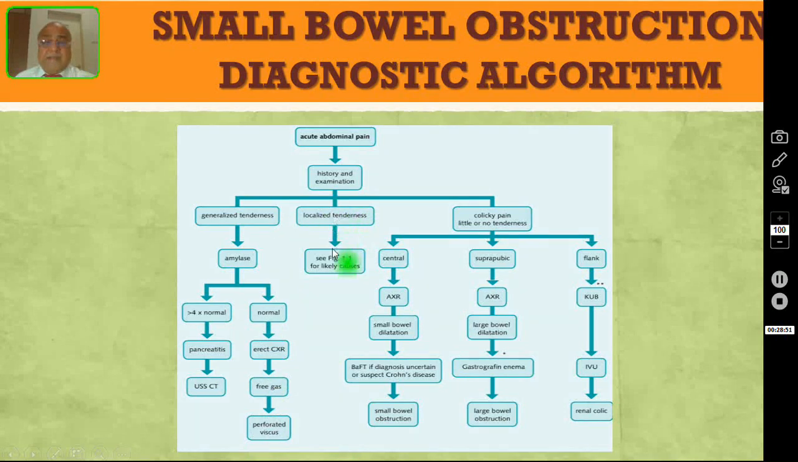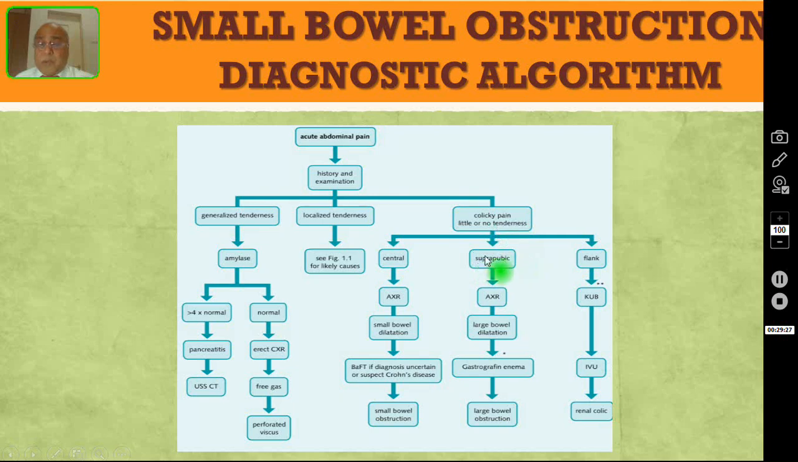The localized tenderness comprises all the inflammations like acute appendicitis, acute cholecystitis, acute pancreatitis; all will come under the localized tenderness. The colicky pain, little or no tenderness. So slight tenderness with colicky pain. The pain is central. You have to do an abdominal X-ray erect, small bowel obstruction. If the diagnosis is uncertain, then you can do a barium study, but nowadays we are not doing that at all. So it is a case of small bowel obstruction.